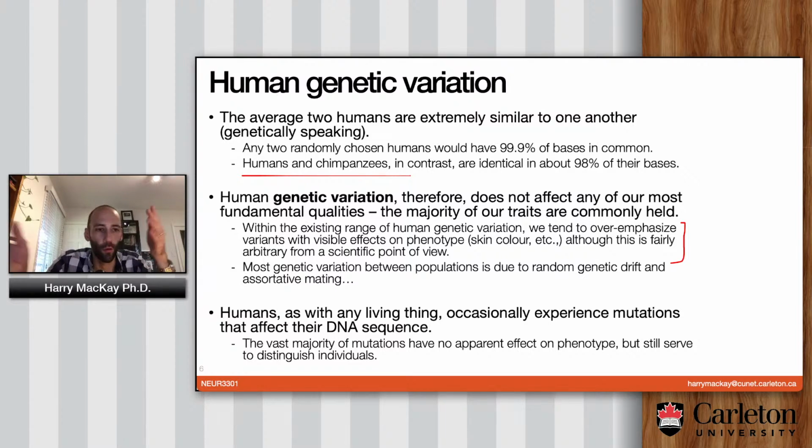So some of these are arbitrary, but of course they're visible, so we tend to focus on them. And of course, they also correlate with your culture and where you come from and so forth. So there's a lot of things that are tied up with that. But on the level of pure molecular biology, these things are rather arbitrary.